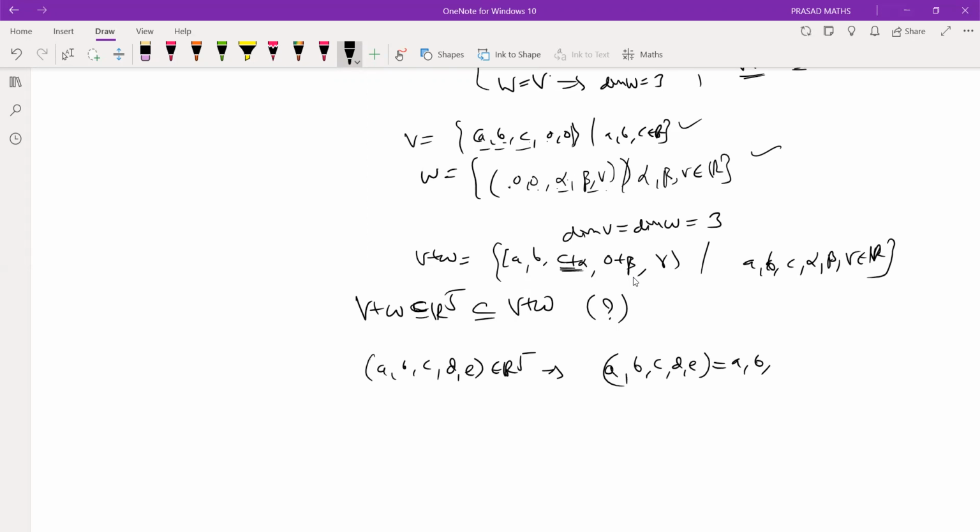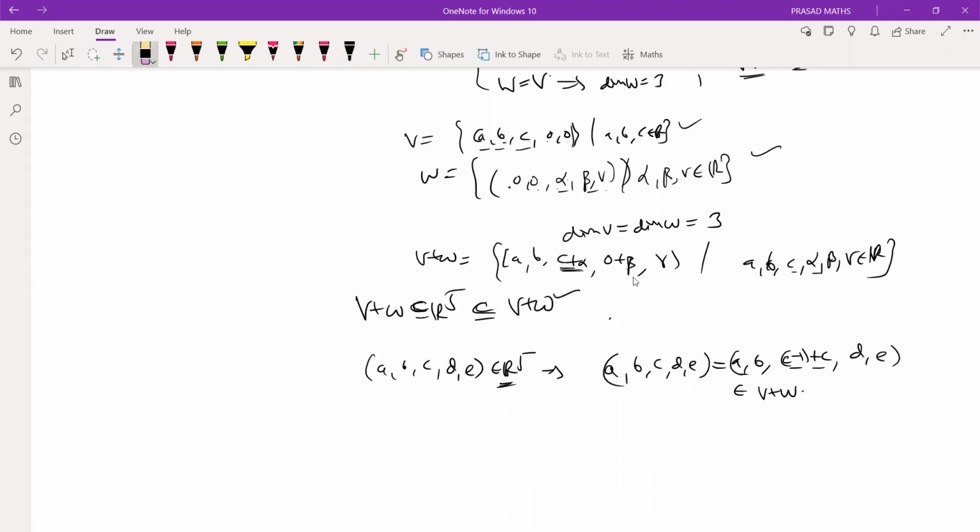What is meant by v plus w? The third vector can be written as a sum of two real numbers, c and alpha. c can be split in many ways, of course, for example c minus 1 plus c, d, e. Therefore, the third vector is split into two real numbers, which is in v plus w. Therefore, any vector that you started with in R5 is in v plus w. Therefore, R5 is contained in v plus w.